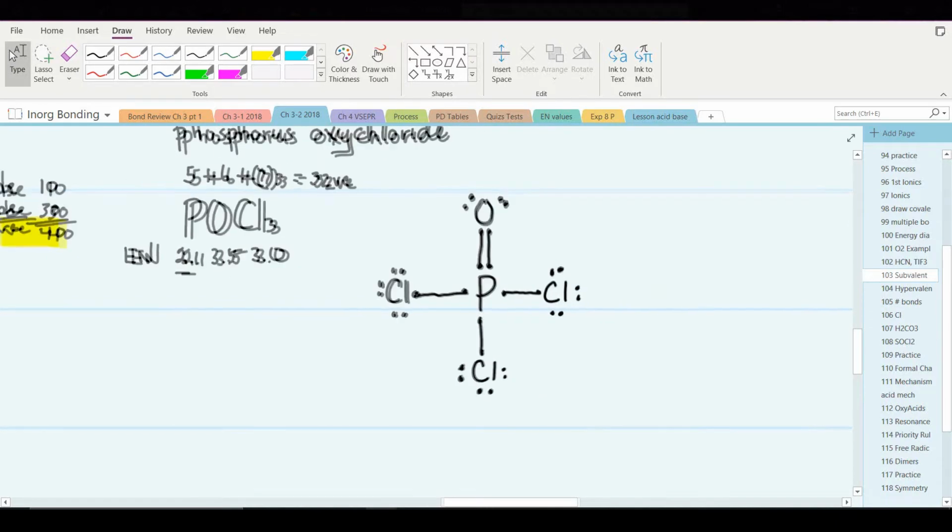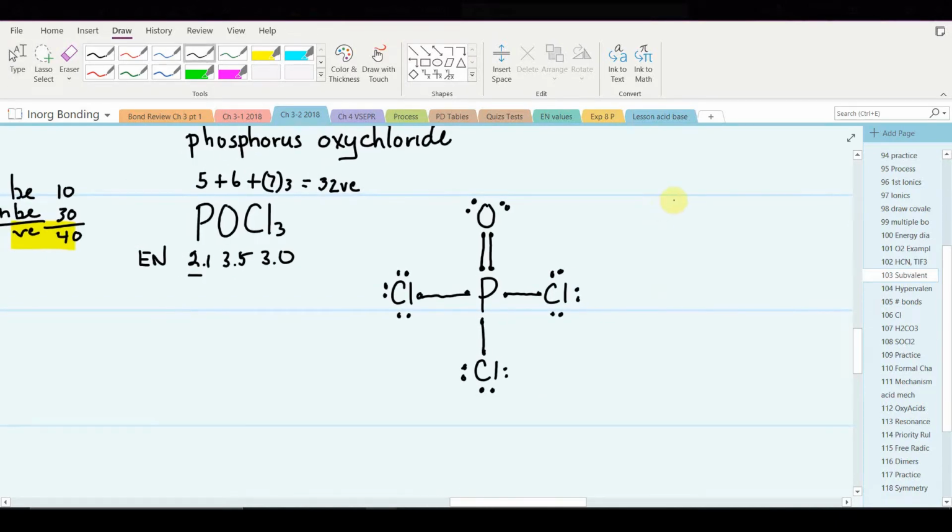POCl3. So number of electrons, let's see, bonding, non-bonding, and valence electrons. Bonding, 1, 2, 3, 4, 5 bonds, that's 10 bonding electrons. 3 chlorines, that's 6 times 3 is 18, and 4 makes 22, for a grand total of 32 valence electrons, and those agree, that's good. So notice that phosphorus has a total of 5 bonds on it. It is hypervalent again. 3rd period, 4th period, 5th period elements, etc. can have more than 4 bonds on the central atom.